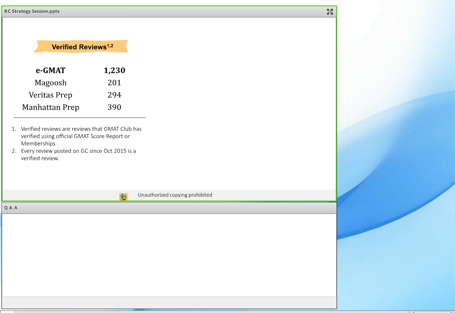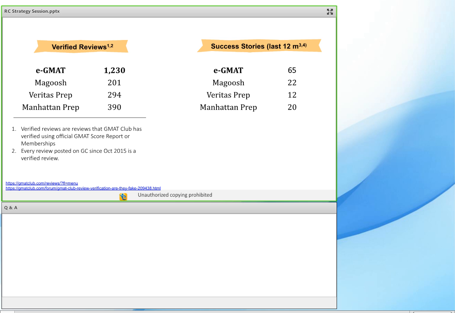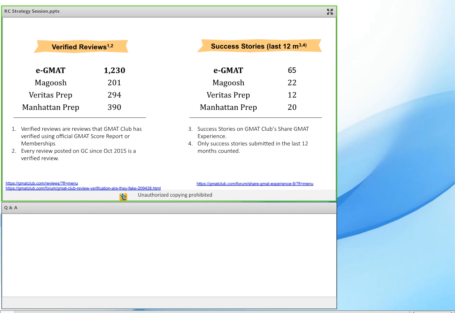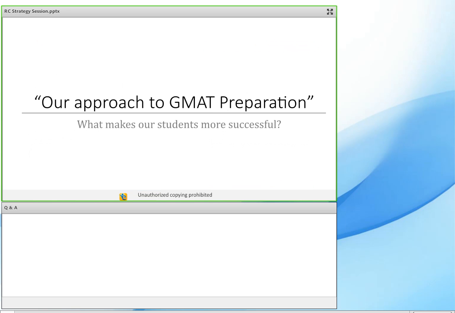And why do we say that? When you look at 2 metrics, one is the number of verified reviews over the last 6 years. The second is the number of success stories over the last 12 months. What you're going to find is that e-GMAT accounts for more verified reviews than any of the other major prep companies. Similarly, more students mention e-GMAT while writing their success stories than mention any of the other major prep companies.